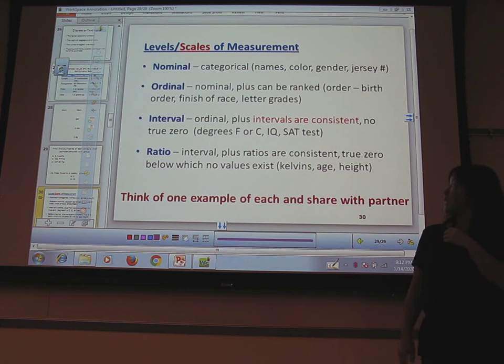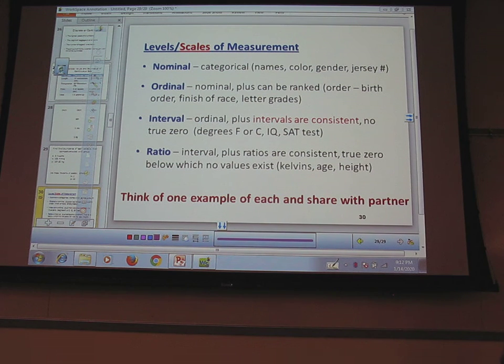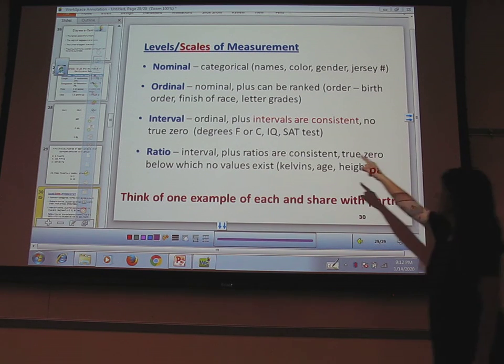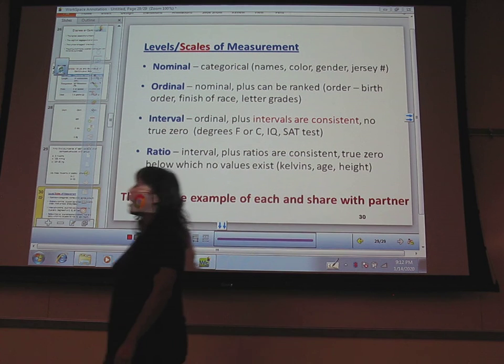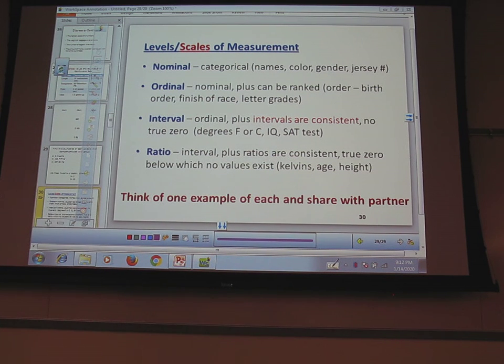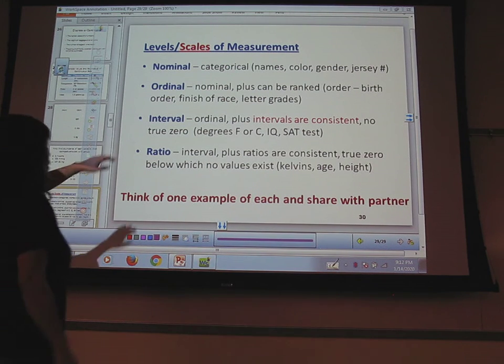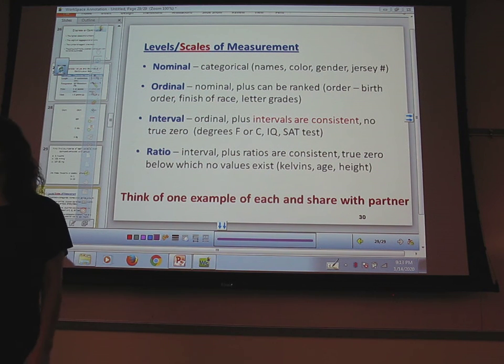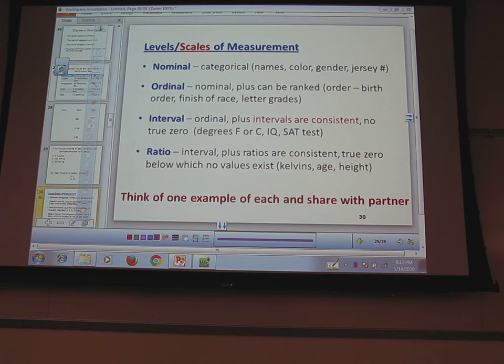Ratio is where the intervals are consistent, but there's a true zero. So for example, if we look at interval, 0 degrees Fahrenheit does not mean no temperature at all. 0 degrees Kelvin, who's ever heard of kelvins? 0 degrees Kelvin really means no temperature, no energy at all. Right? That's a true zero. If I have 0 degrees Fahrenheit, I don't have no temperature. It's just, it's cold. It's quite cold. But, you know, it could definitely get colder.